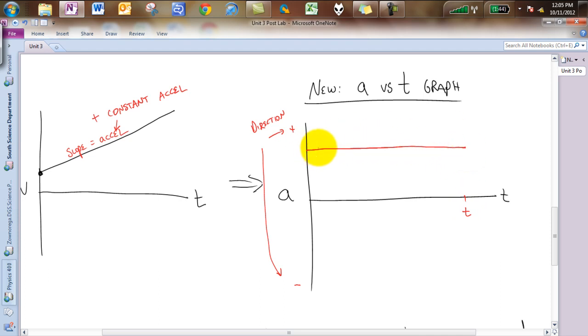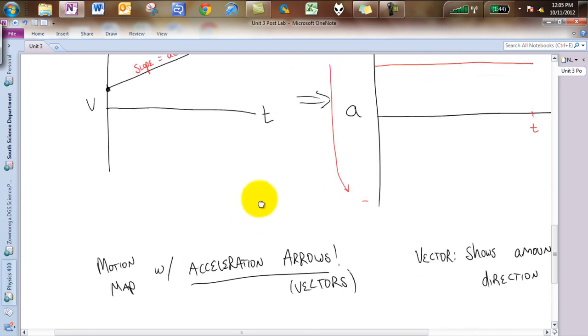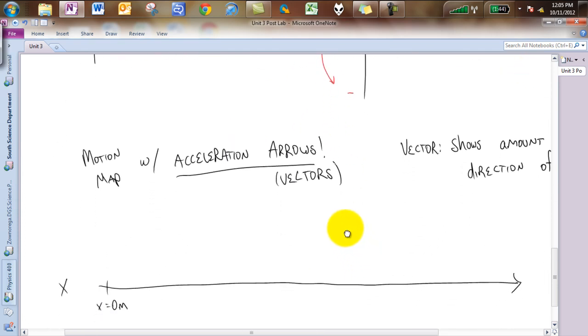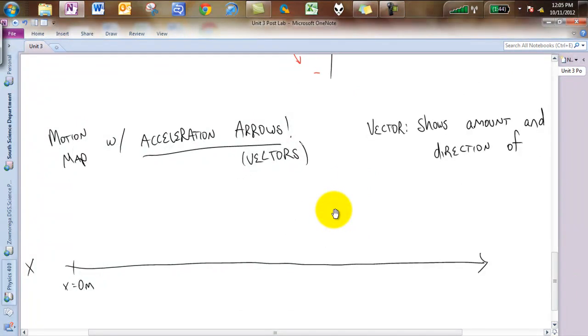So again, you will see constant acceleration means the acceleration is not changing. It is positive, as we can see by our direction, and that is represented like so. So that's a new idea, an a versus t graph, that should be very easy to create. And last but not least, oh man, motion map with acceleration arrows.